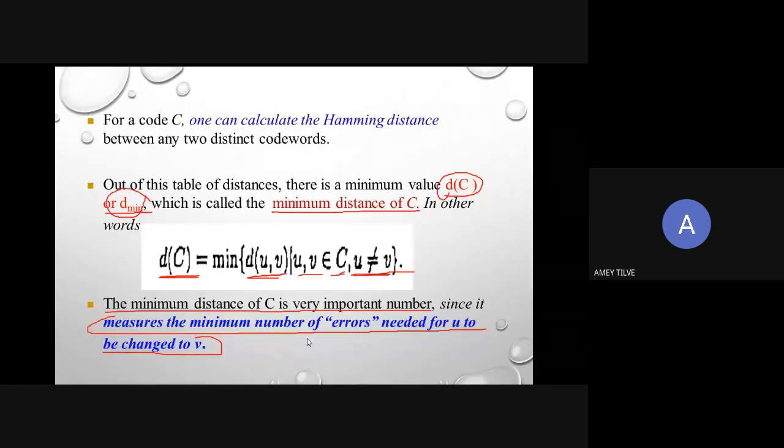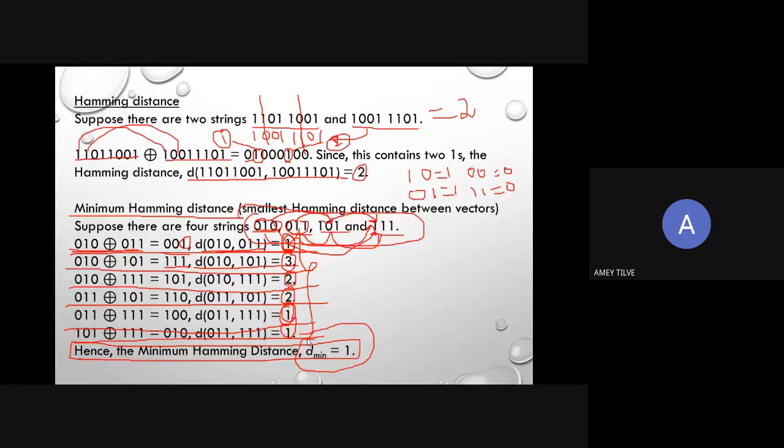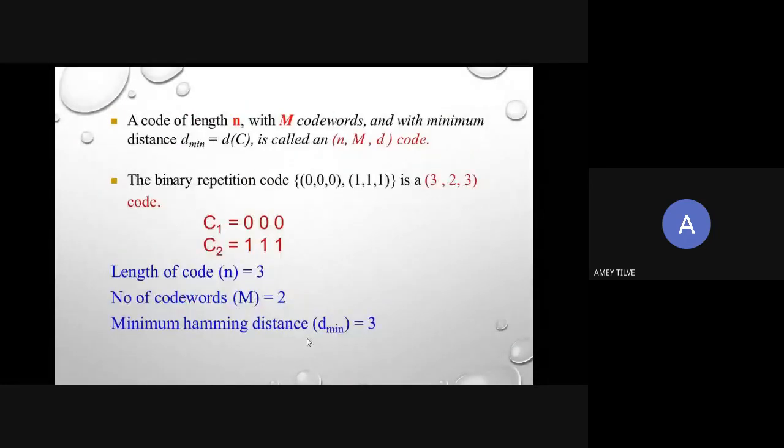If you go by definition, it measures the minimum number of errors needed to change one code word into another. An example is shown here: a code of length n with M code words and a minimum distance of d min can be written in this form, n comma M comma d code. Here n is the length of the code word, M is how many code words are present, and d is the minimum distance. We can write this as an n, M, d code.